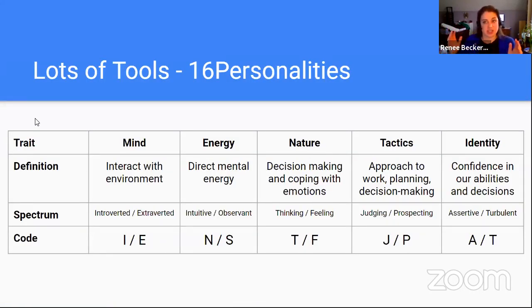They break down these different traits. It goes from how you interact with the environment, so the idea of being introverted or extroverted; your energy, so where you direct your mental energy, whether you are intuitively interacting with the world or observing it; nature, so how you make decisions and cope with emotions, thinking versus feeling; tactics, how you plan things, so judging or prospecting; and confidence in your abilities, which can be assertive or turbulent. When you go through these tests, they figure out which types you are based on these various questions, and 16 Personalities will give you these percentages. But I thought it was important to break down these different ideas and share with you what these actually mean as you work on them.